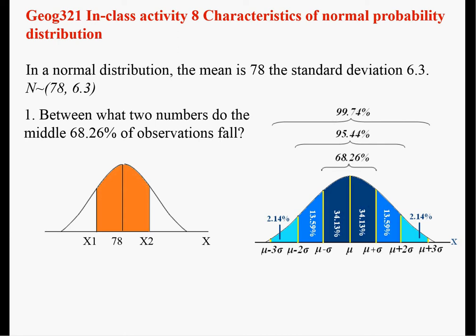Okay. Now the question tells us there are two numbers. Between them, there are the middle 68.26% of all cases, of all observations. Now, this is the entire distribution of the normal distribution. As we said, for this in-class activity, we have a normal distribution with the mean 78 and the standard deviation 6.3, and we use this notation to succinctly express that this is a normal distribution with the mean 78 and standard deviation 6.3. The first number is the mean, the second number here is the standard deviation.